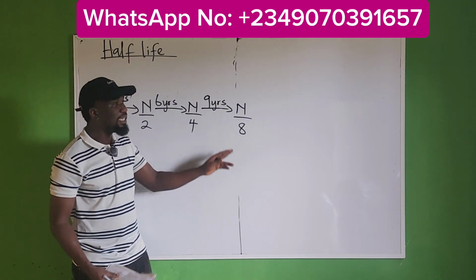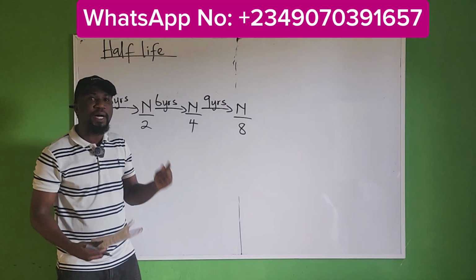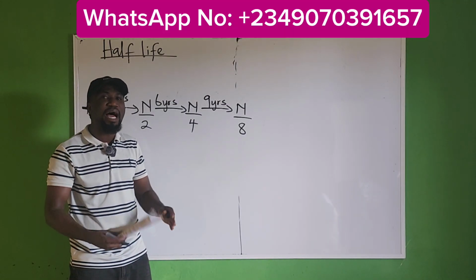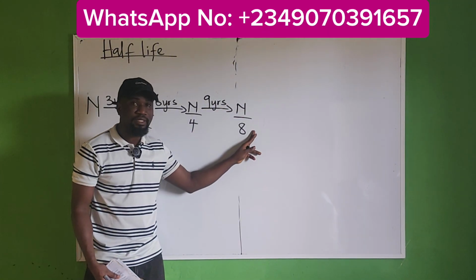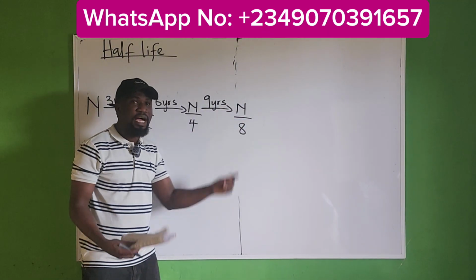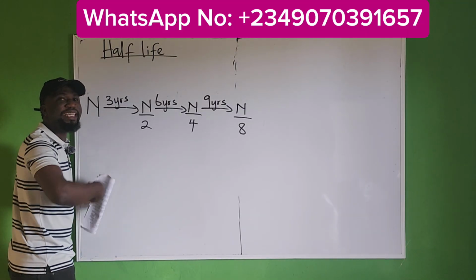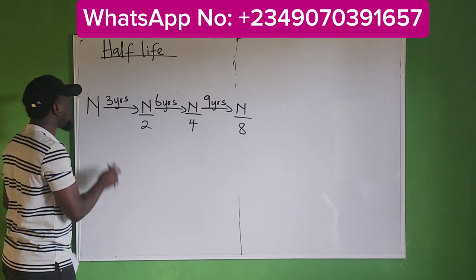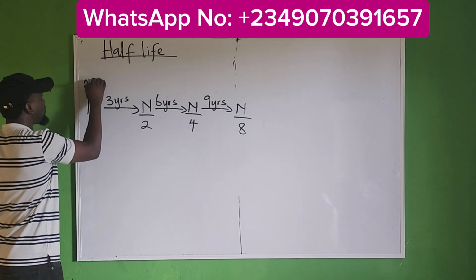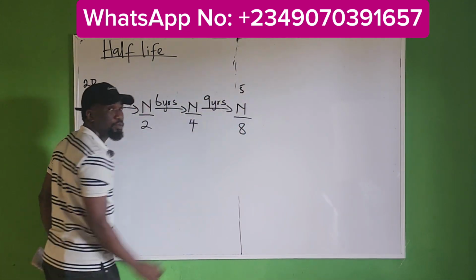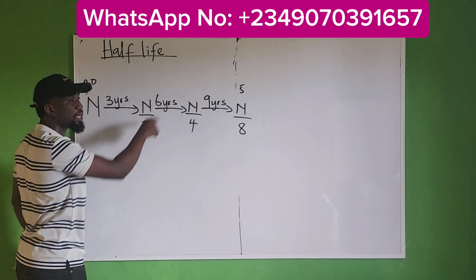So please, the answer here is not N over 8. This N over 8 represents the value of the atoms that we have left after 9 years. This is what we have left, N over 8. So now, from the question, we want to get the value of the atoms that have decayed. That is N minus what? N over 8. Let's say this one is 20, and then we have this one to be 5. So the value that has decayed is 20 minus 5, which is 15.